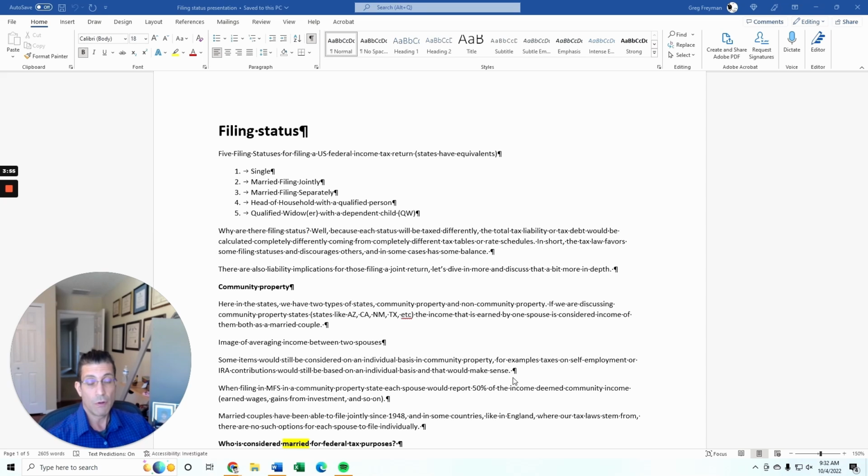So that's just to give you an idea that this whole filing status thing was not a thing here in the U.S. It actually became a thing here in the U.S.